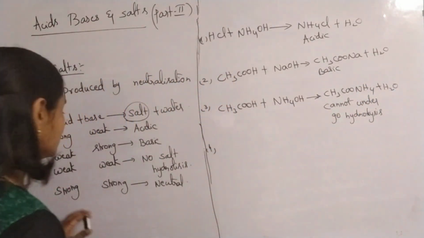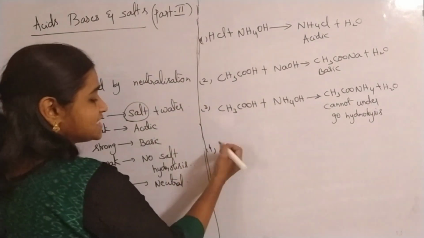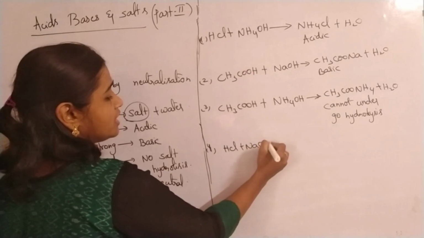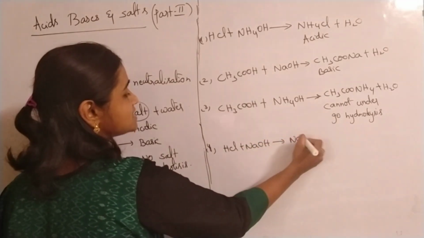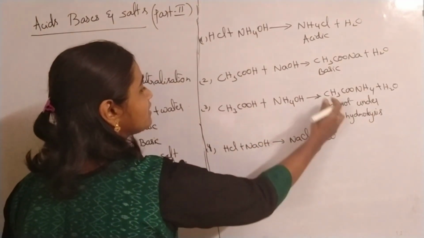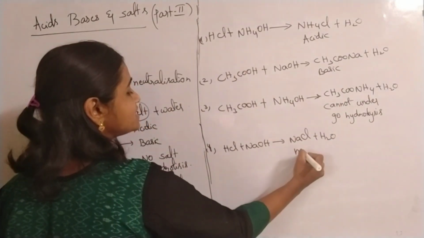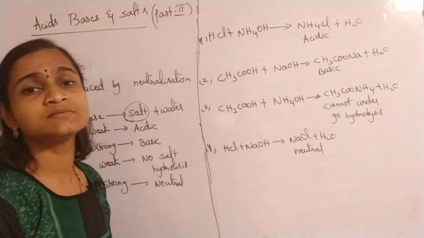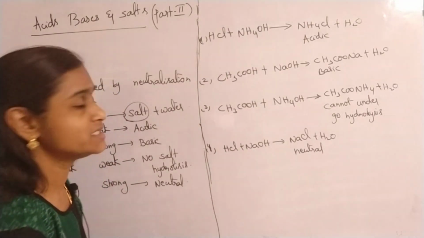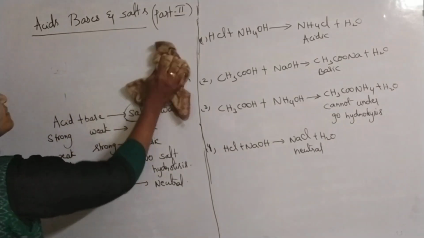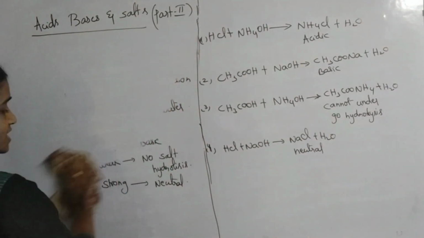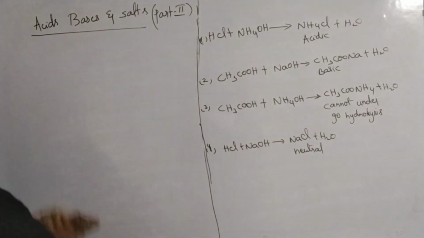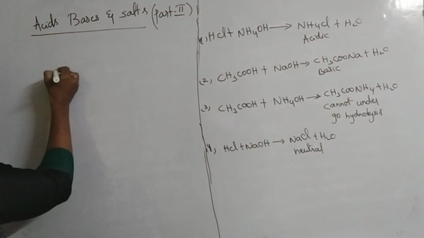Case 4, if you take both strong, like the first example, every time we take this only, HCl plus NaOH gives rise to what? NaCl plus H2O. Here this is a neutral salt. The salts which are formed by both a strong acid and a strong base will be neutral salts. So like this, salts are produced by neutralization of acids and bases, which gives you salt and water.